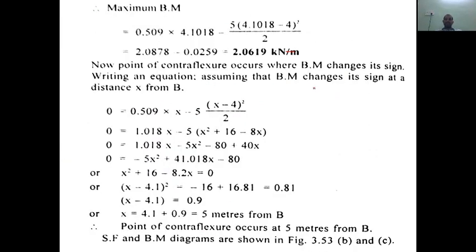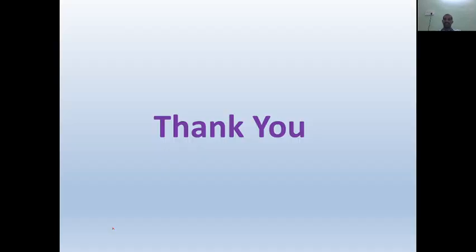Assuming that bending moment changes sign at a distance of x from B, then 0 is equal to 0.509 into x minus 5 into (x minus 4) whole square by 2. When you simplify, you will get x value as 5 meters, and therefore point of contraflexion occurs at a distance of 5 meters from B. And you can also see the shear force and bending moment diagram, right?